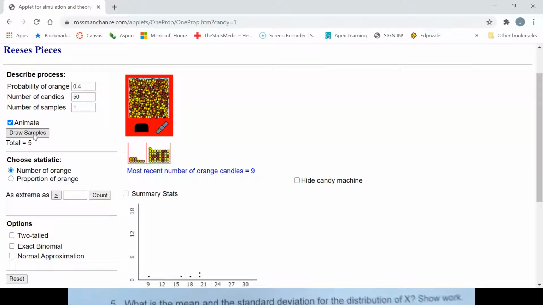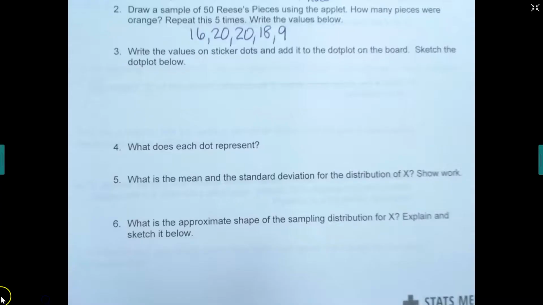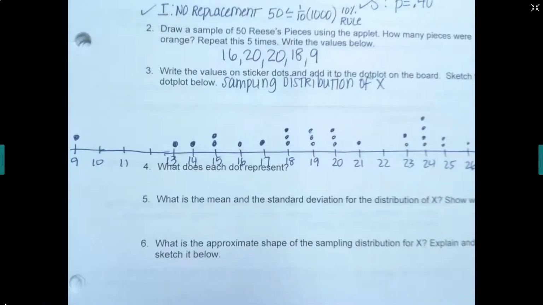Let me show you the sampling distribution that we created when we were in class. All right, so here's our sampling distribution of the random variable x. That's not an x bar because these are not means. They are the random variable x numbers, which we defined as the number of candies in the orange sample.